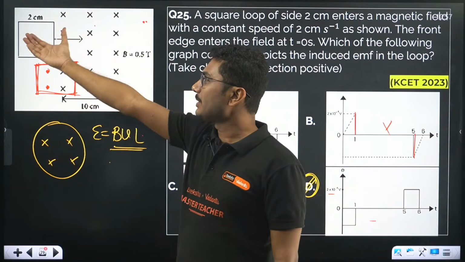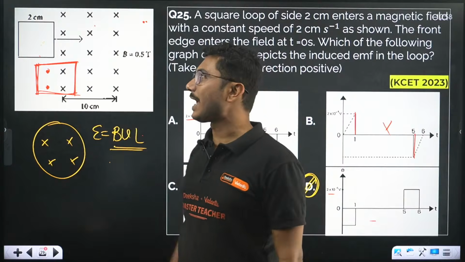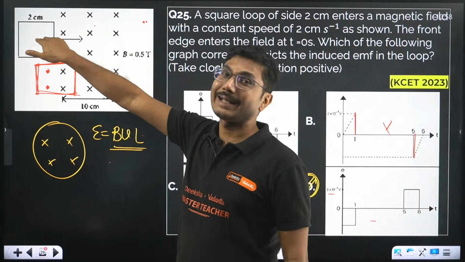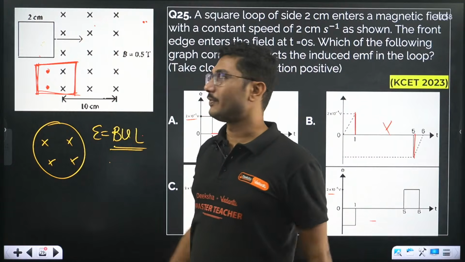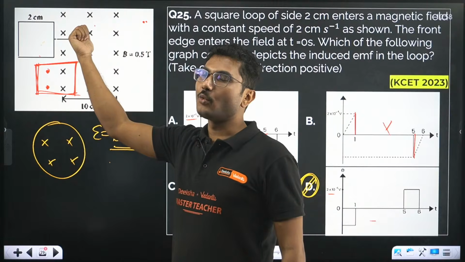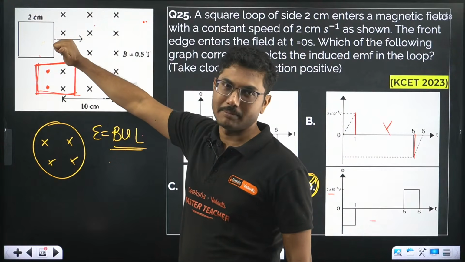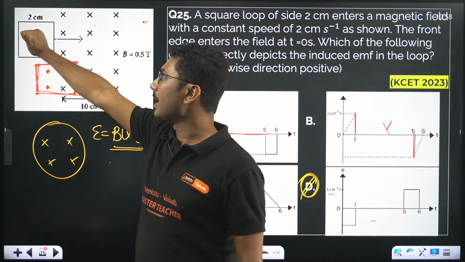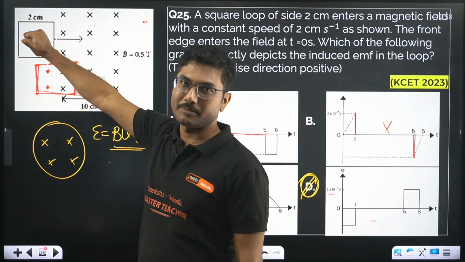So basically what happens is, when the loop goes into the magnetic field, it opposes this motion and produces its own magnetic field. That magnetic field opposes the original magnetic field. The original magnetic field is into the paper. So what will be the opposing magnetic field? The opposing magnetic field will be out of the paper. And who will produce that? That will be produced by this loop. So this loop is producing a magnetic field out of the paper.